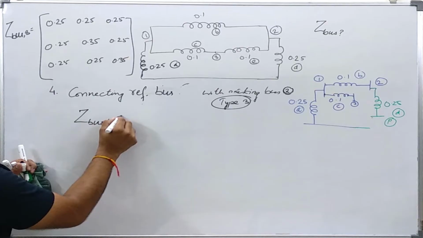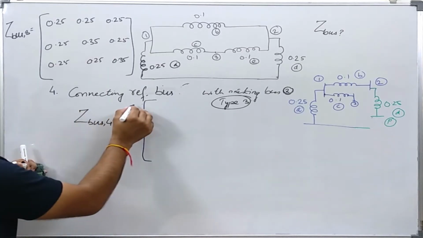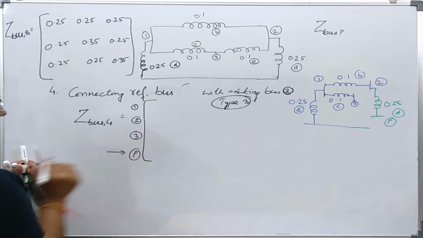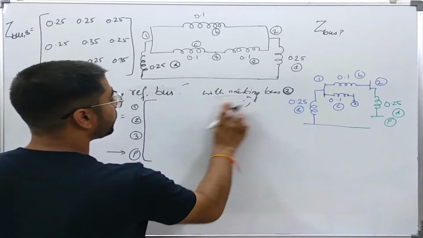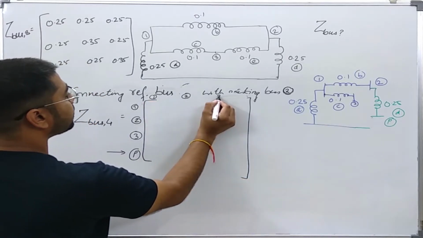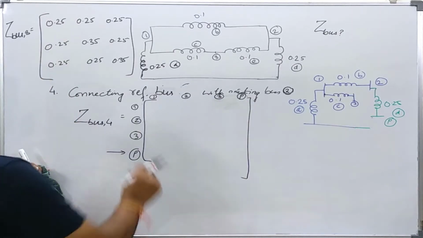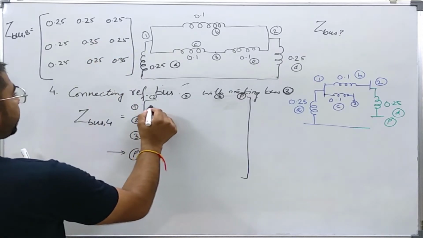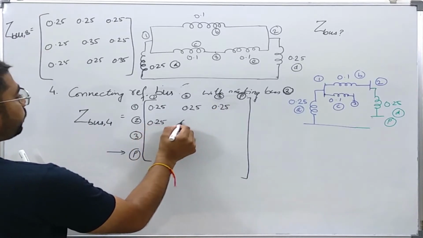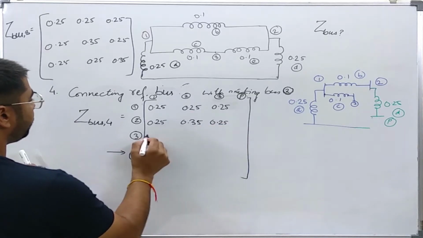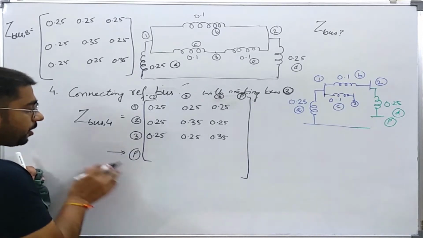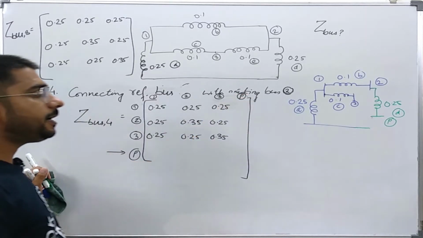Z bus for step 4 will become like this: bus number 1, bus number 2, bus number 3, and this will be the row corresponding to bus number P. Similarly, there will be columns for bus number 1, bus number 2, bus number 3, and bus number P. So up to this point, this matrix will come: 0.25, 0.25, 0.25, 0.25, 0.35, 0.25, 0.25, 0.25, 0.35.